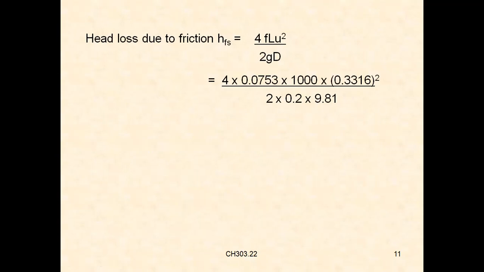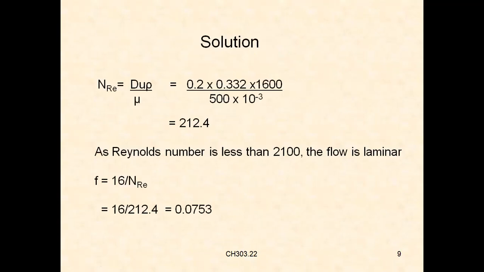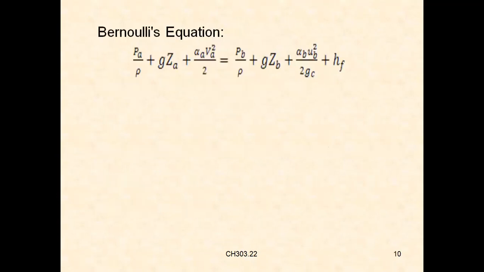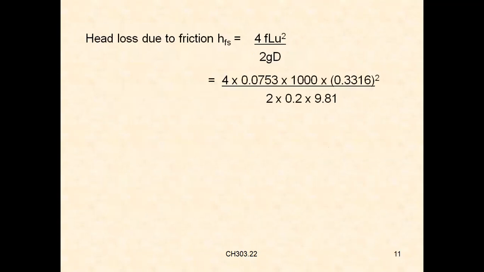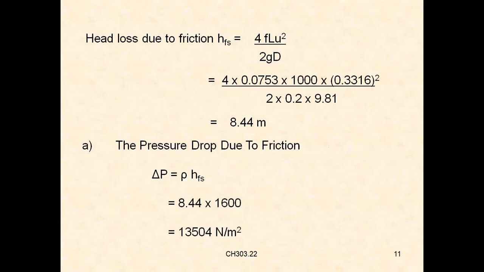As NRE is 212.4, this is laminar flow. We can directly use the Hagen-Poiseuille equation also to calculate the pressure drop due to friction, that is delta P is equal to 32 mu U L by D square. Or else we can use the Fanning equation also. The pressure drop due to friction we have calculated by using the Fanning equation, that is hfs is equal to 4 f L U square by 2 D.